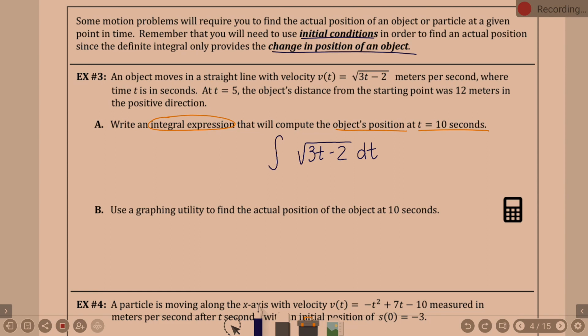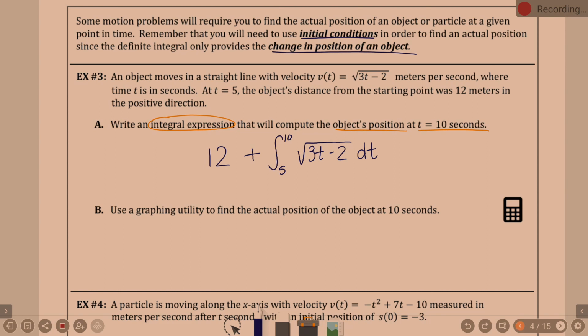The integral of the square root of 3t minus 2. We don't actually have to integrate, so I'm just going to leave it as a square root, but I need some more information. 0 to 10? Not exactly. So we're going to use 5 to 10, because what do we already know? At 5, it's 12. So we're starting at 12 at 5. That's kind of our starting point now. And then we are going from 5 to 10.